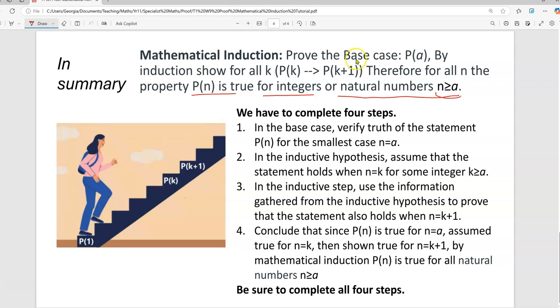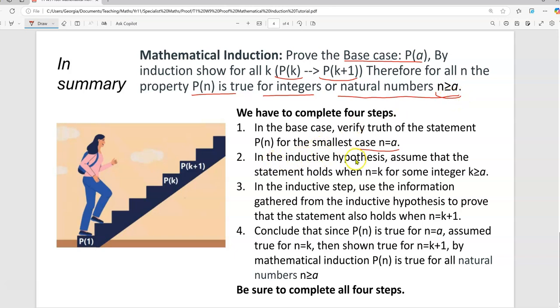And we need to prove the base case first, and then by induction, for all k, show that the inductive case applies, and that means that if we use the fact it's true for n equals k, we can then imply it's also true for k plus 1. So here are the steps. Verify the truth of the statement for the smallest case, n is equal to a. That'll be written up in the problem saying what the range of the problem is.